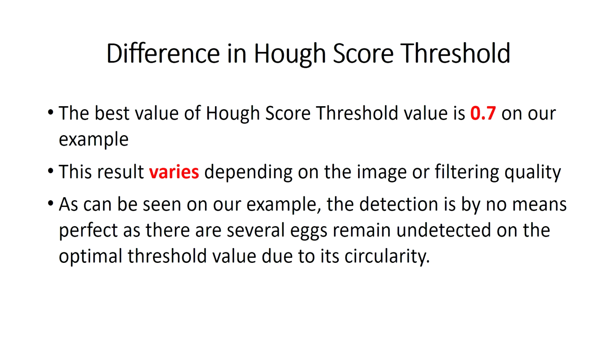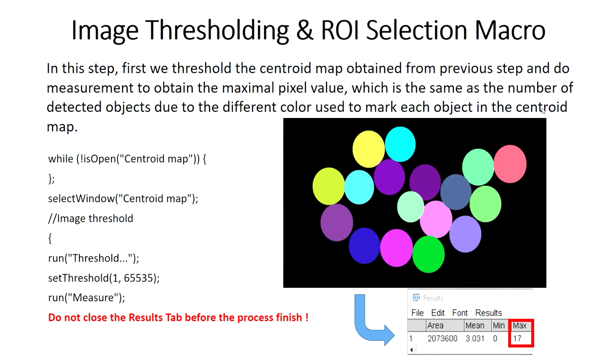And in summary, as can be seen in our example, the detection is by no means perfect, as several eggs remain undetected at the optimal threshold value due to their circularity, as I mentioned before. The next step is the image thresholding and array selection macro.